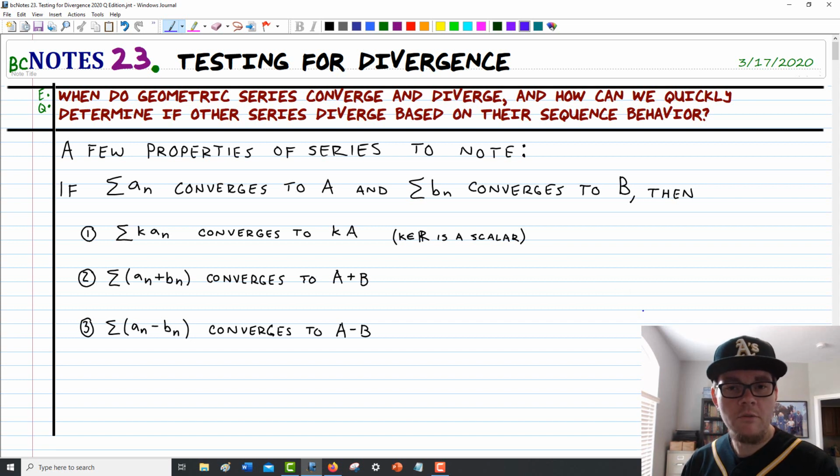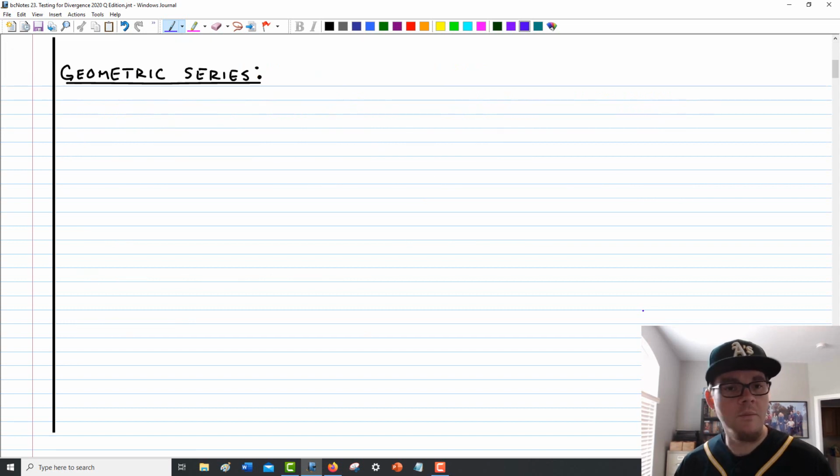Okay, having mentioned those properties, let's instead jump into the first major section of today's lesson. And that is, of course, geometric series. Now, we talked about geometric series a little bit in the second lesson, yesterday's, and we talked about the ideas behind a geometric series, and in particular looked at finite geometric series.